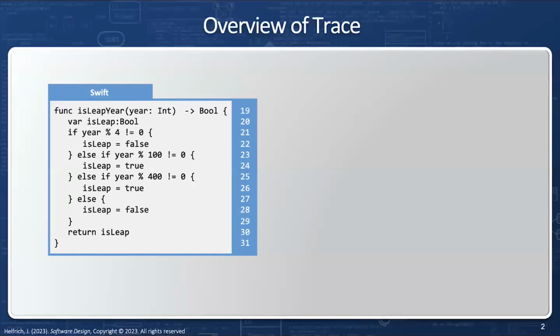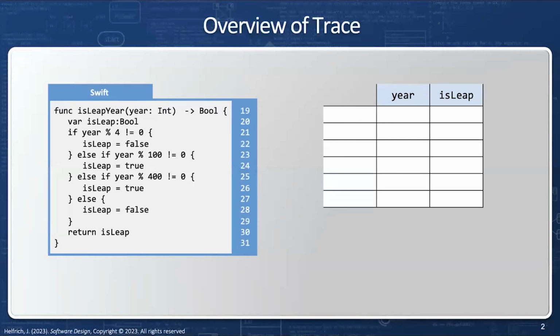This video will demonstrate the technique called program trace, in which we track the program line by line and record the output and see if the output is what we expect. A program trace is a line-by-line analysis of a program to try to determine its output. For an example, take a look at this Swift function to compute if we have a leap year. Notice the line numbers on the right.